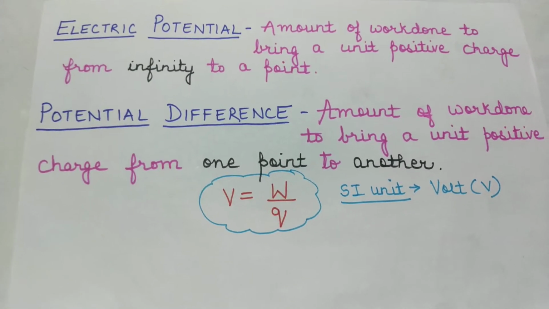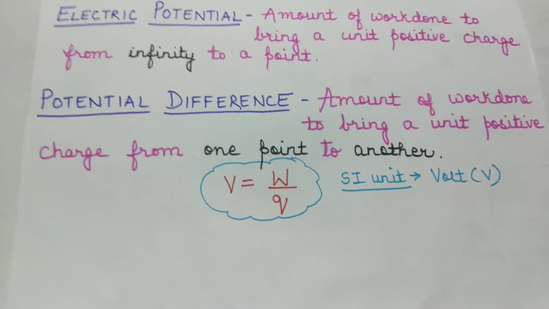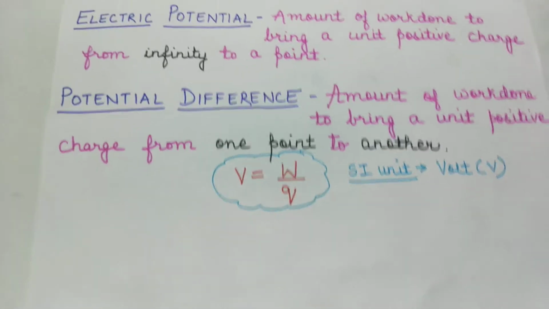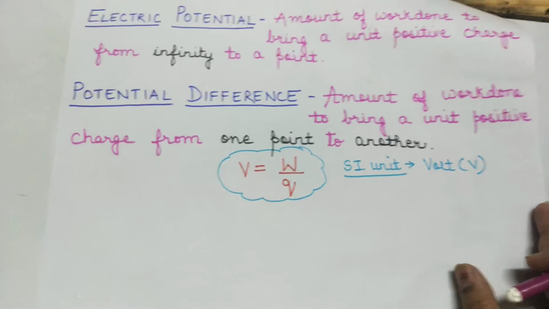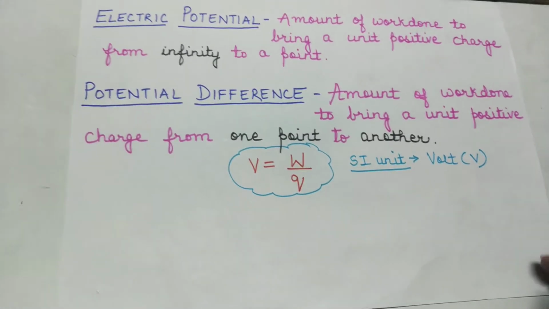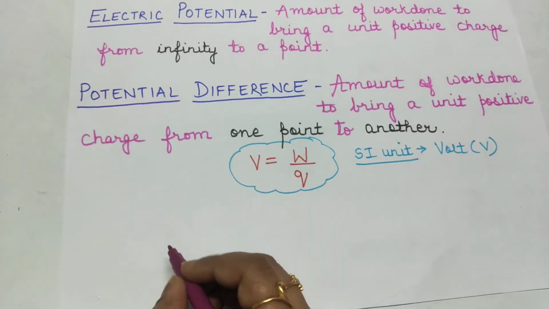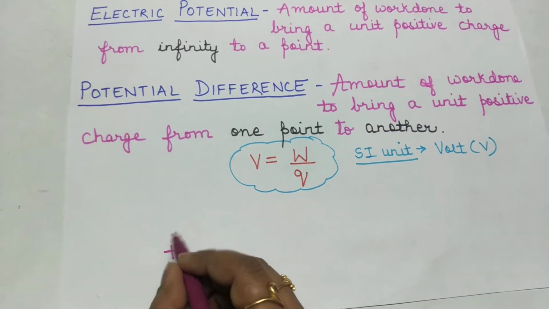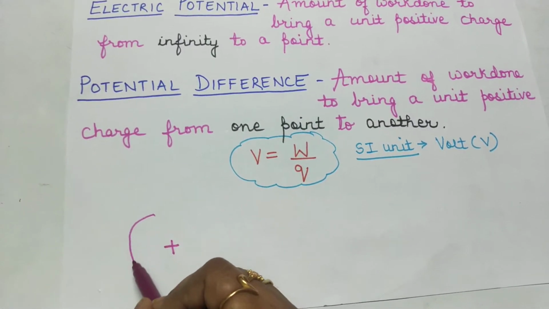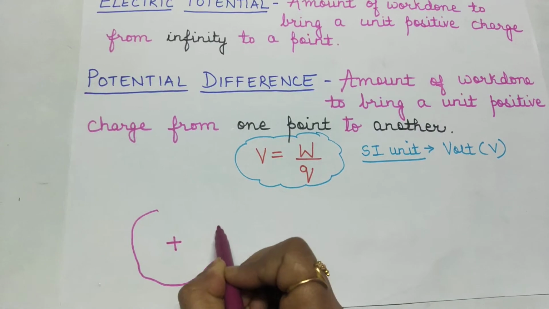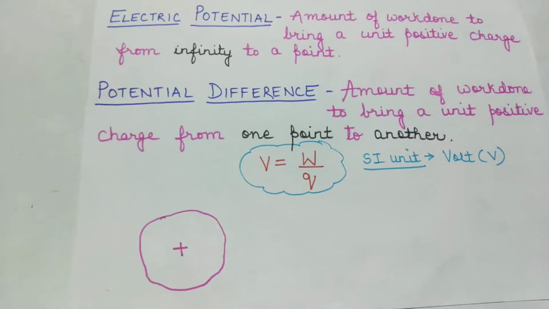Now, the main question comes: where does this infinity point lie? Is infinity showing some distance? The answer is no. Infinity means, in very short, I want to explain this because this is a concept of class 12th. If there is a positive charge, then there must be some influence of this positive charge around some area, which is called the electric field.